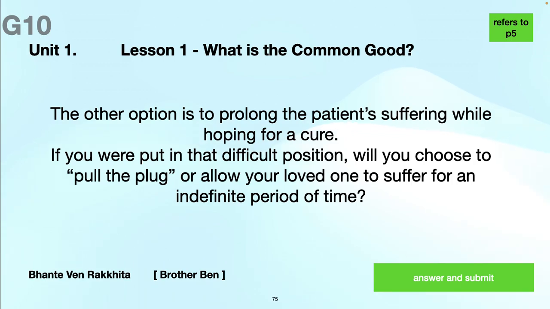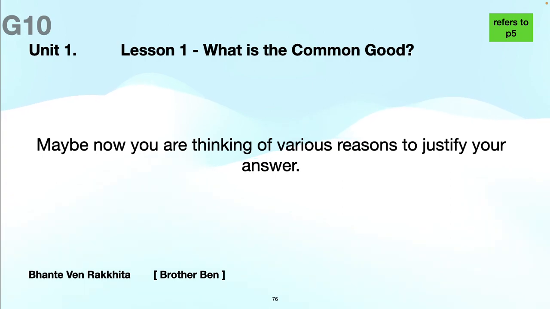I don't think that's right. It's still on page 4. It's still on page 4 here. Hoping for a cure. If you were put in that difficult position, will you choose to pull the plug or allow your loved one to suffer for an indefinite period of time? So this is wrong, it's actually page 4.